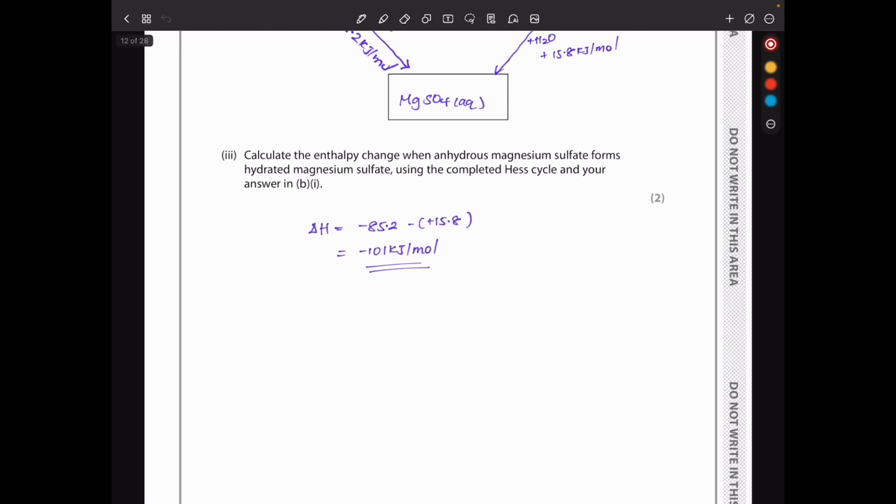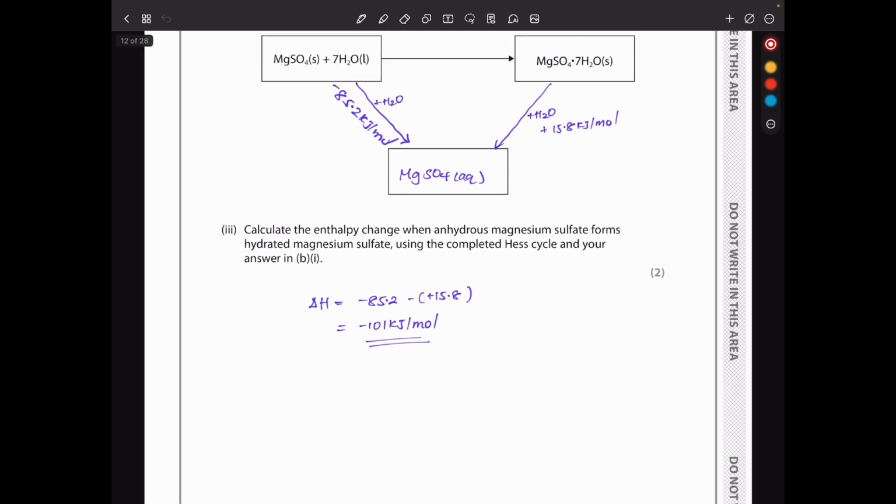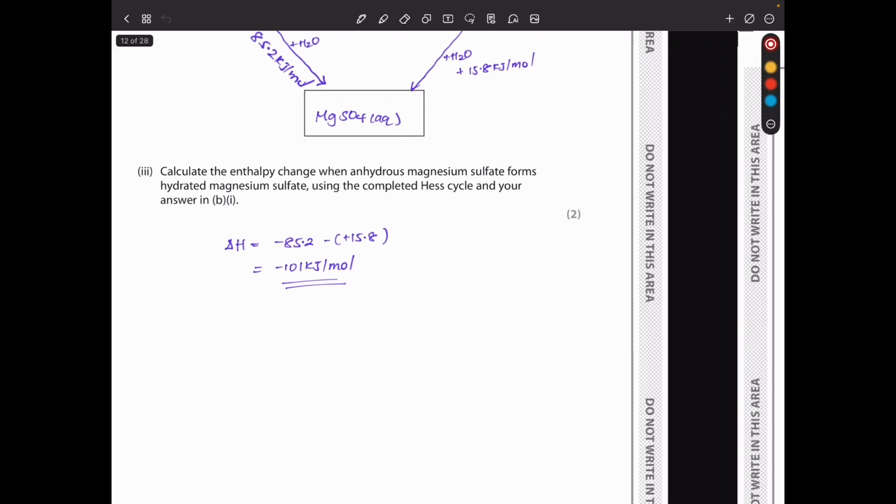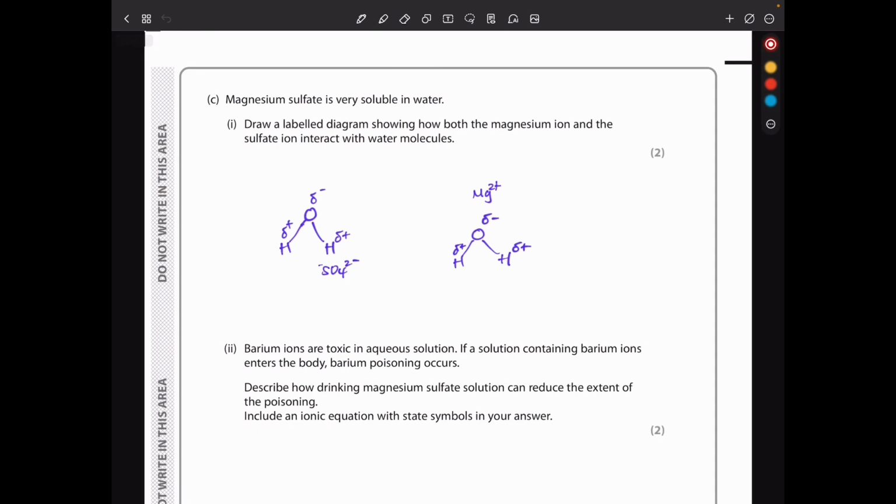So they say calculate the enthalpy change when anhydrous magnesium sulfate forms hydrated magnesium sulfate using the completed Hess cycle, and your answer in B. So this is going to be negative 85.2 plus negative 15.8, or minus positive 15.8, which gave us negative 101 kilojoules per mole.